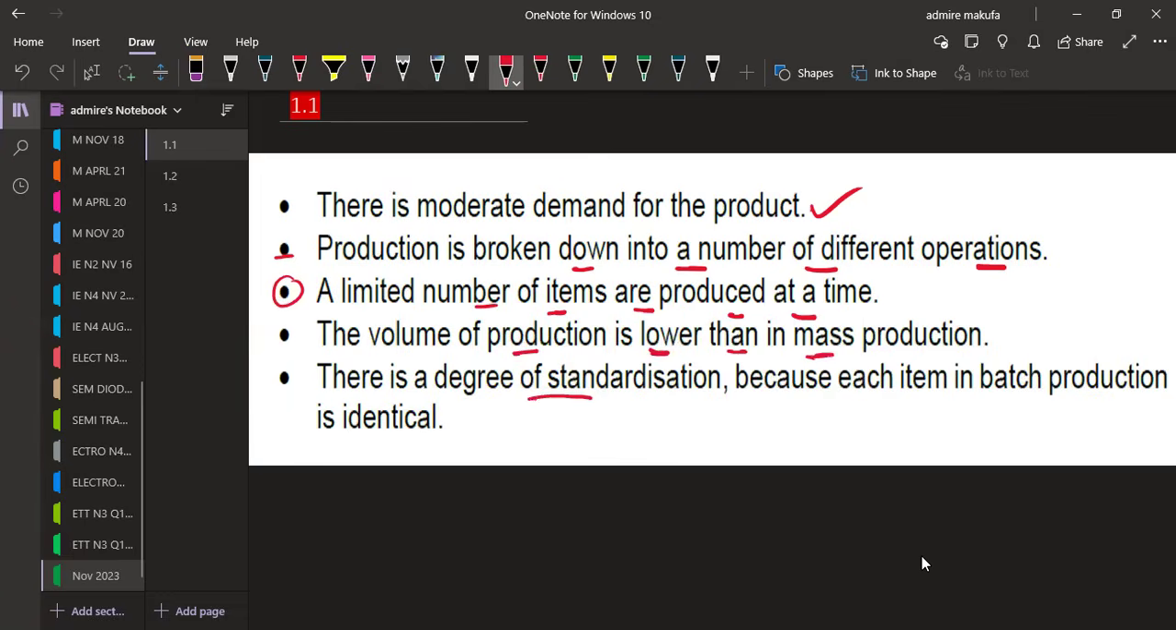There is a degree of standardization, because each item in a batch production is identical. So that is the major part that you are going to need when dealing with batch production.